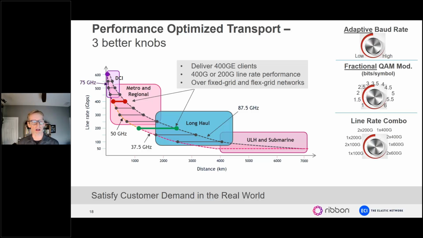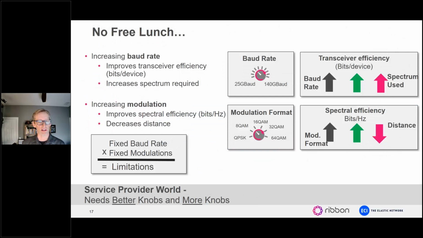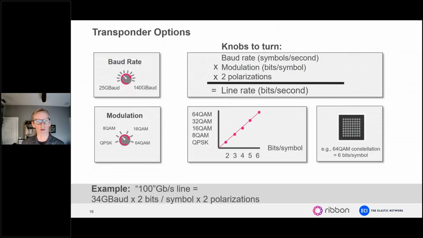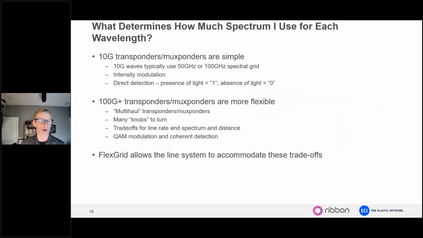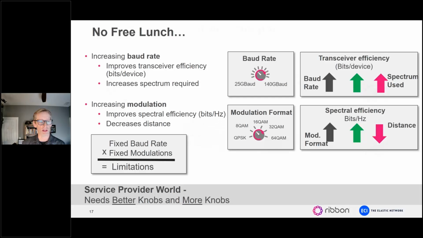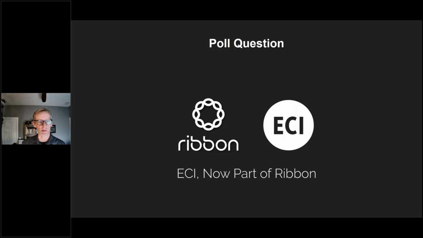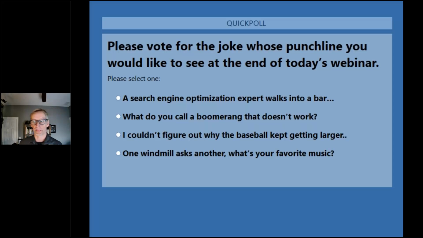Okay, so that was kind of complicated. We started to talk about the line system, and we hit the WDM portion of things, and then we talked about how much spectrum you use for each wavelength. So with that, let's take a little bit of a brain break and do our last poll question for the day. Lance?